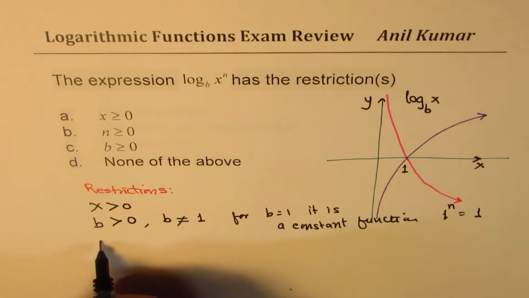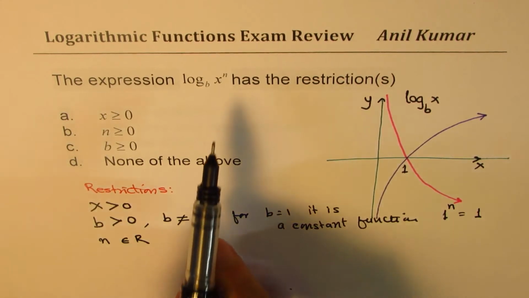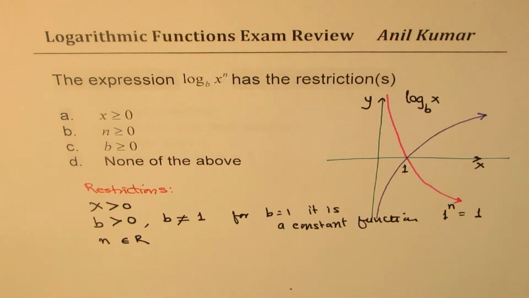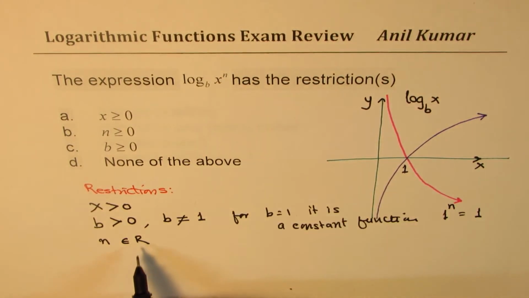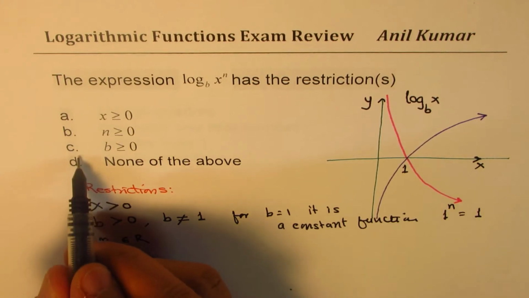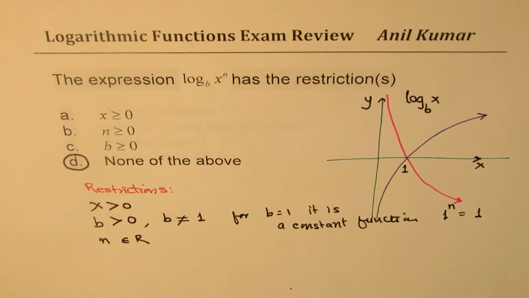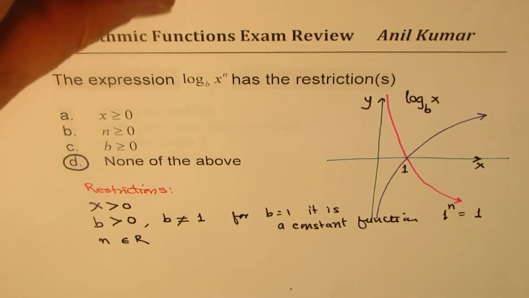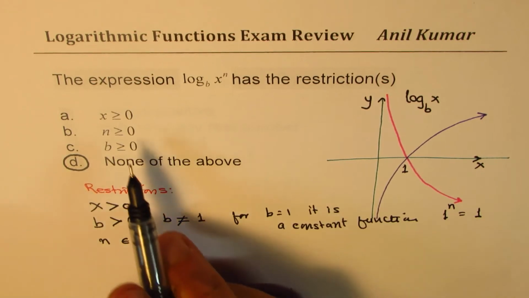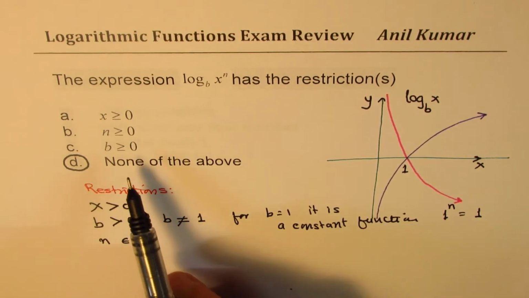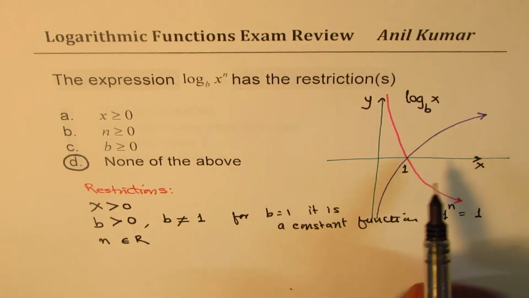As far as n is concerned, the exponent actually can belong to all real numbers. There are no restrictions on the value of n, correct? So that is all real numbers. So if you see this, none of them is the correct option. So option D is just the right one. None of them is correct. So that is how we should be answering, and I hope it helps you to understand domain and range of the function, correct?